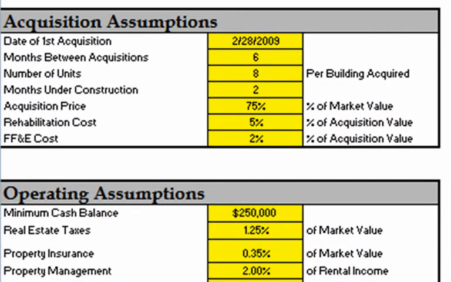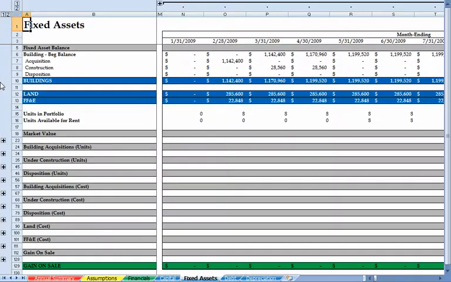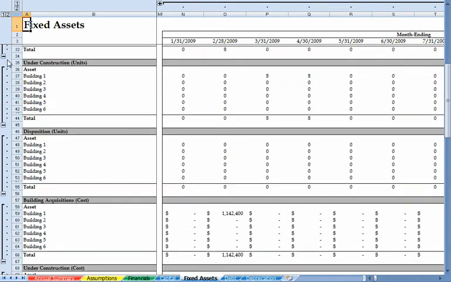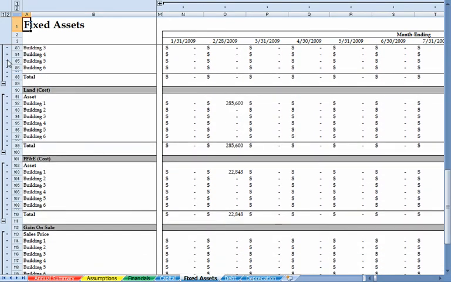This is the primary driver for the Fixed Assets tab. Let's take a look. The Fixed Assets tab is the strategic core of John's real estate model. As John decides the timing of the fund's acquisition, construction, and disposition activity, this tab will adjust accordingly.